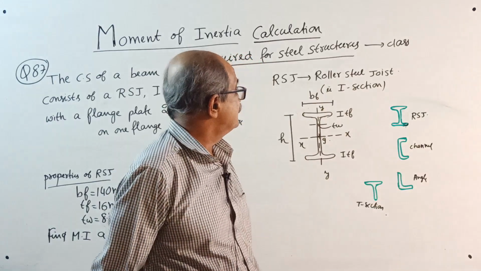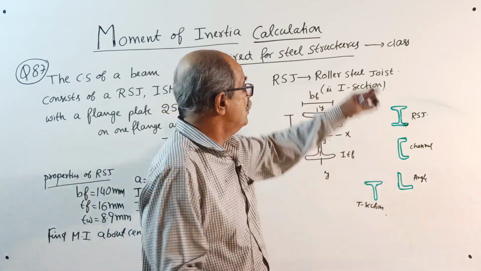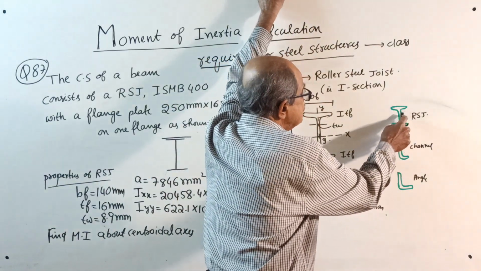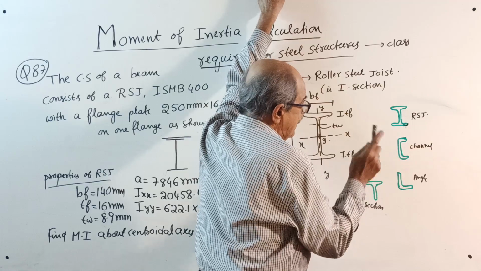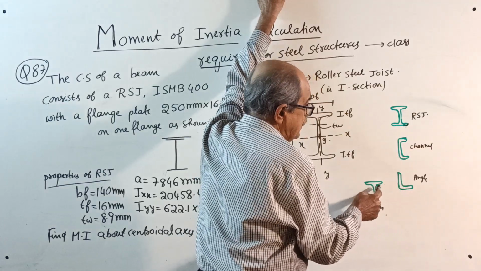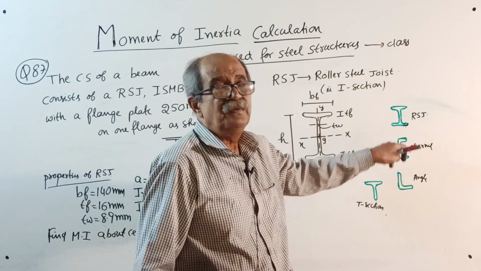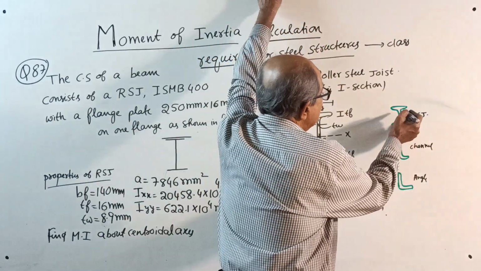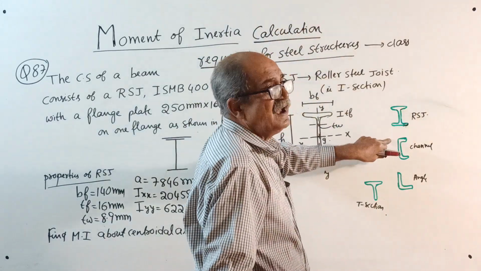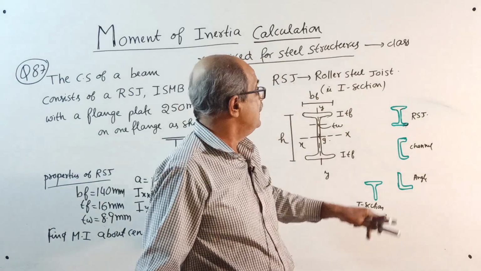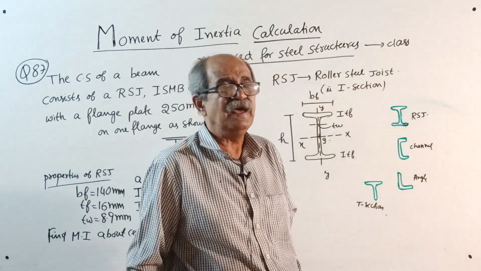For all these, suppose an I section comes in a question for moment of inertia. What do you do? You divide into two rectangles, upper and lower, that is the flanges, and a web. Here also, you divide into rectangles. But there, it is not that way. See, one more thing: the edges are not sharp. Some curvature is there. So if you divide into rectangles and find the area, it will be slightly less than this area. Here, a little more area is there.